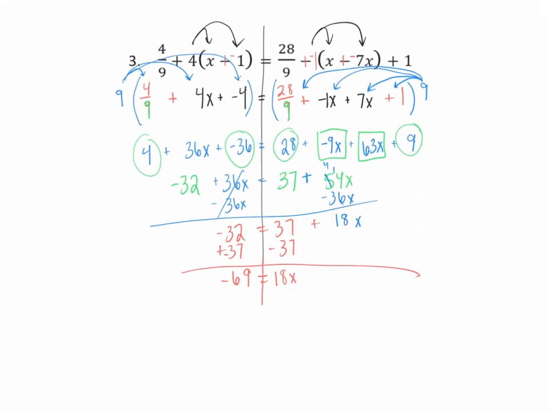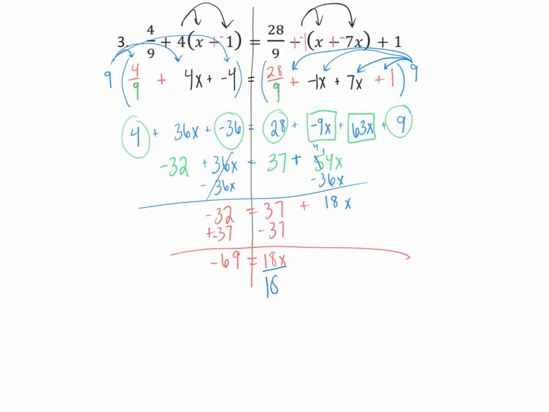Last step is to get x by itself, divide by 18. I'm going to do this in my calculator really quickly. 69 divided by 18. And I get 3.83 repeating.